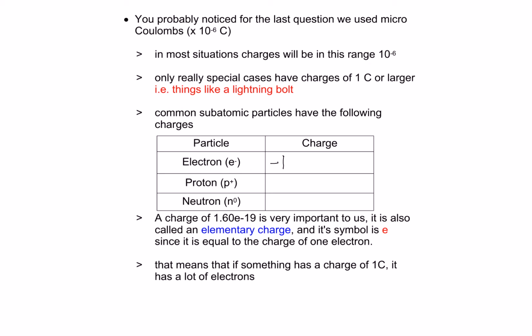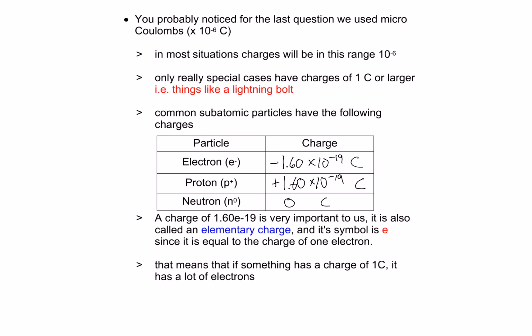So on your formula sheet, if you look at an electron, the charge of an electron is, they write it as negative 1.60 times 10 to the negative 19 coulombs. And a proton, obviously, would be the exact same, but positive. And a neutron is neutral, so we say it has 0 coulombs.